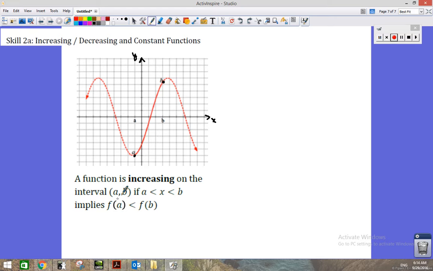What this interval notation means, when you have A comma B, you write the smaller number first, comma the larger number. You can rewrite this interval as an inequality. This inequality is a compound inequality. If you remember, the arrows always point to the smaller value. And in a compound inequality, the arrows will always point in the same direction. So this is A is less than x, which is less than B.